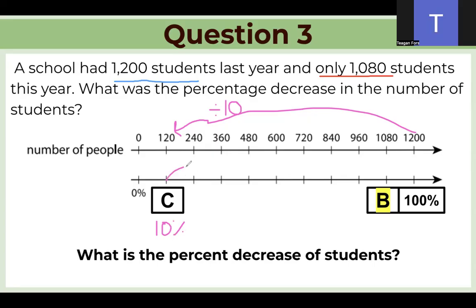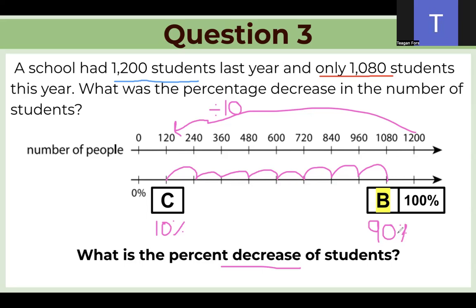So we've got 10, 20, 30, 40, 50, 60, 70, 80, 90. So when I get to B, what I'm trying to solve, I realize that I'm at 90% of the students that I had the year before. Now, this is asking me what is the percent decrease of students. So not just the percentage we're at, but how much did I take off? So take a minute to write down your answer and then I will reveal it.